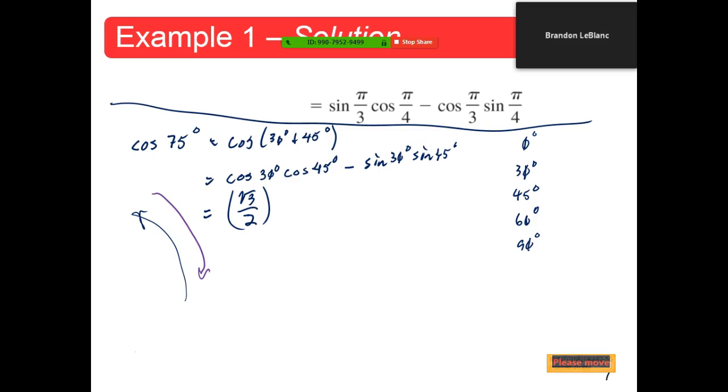What's cosine of 45? Anyone know? Help me, somebody. Cosine of 45. Come on. What was the one in the middle, both for sine and cosine? It was exactly the same. Square root of 2 over 2. Perfect. Minus, what's the sine of 30?